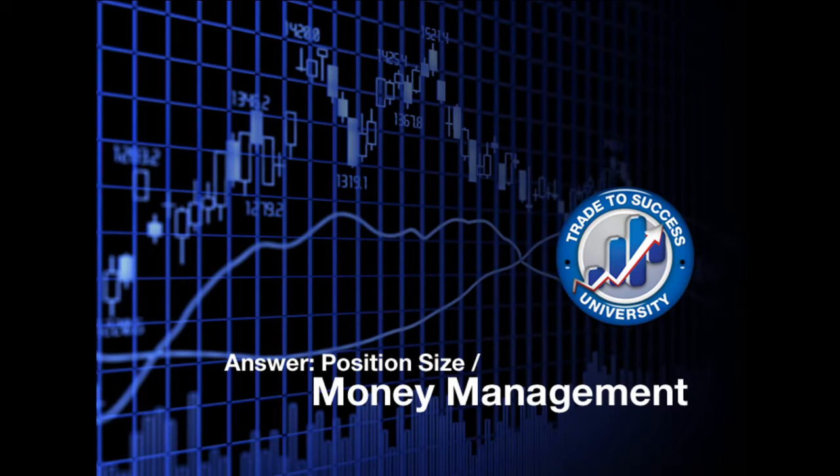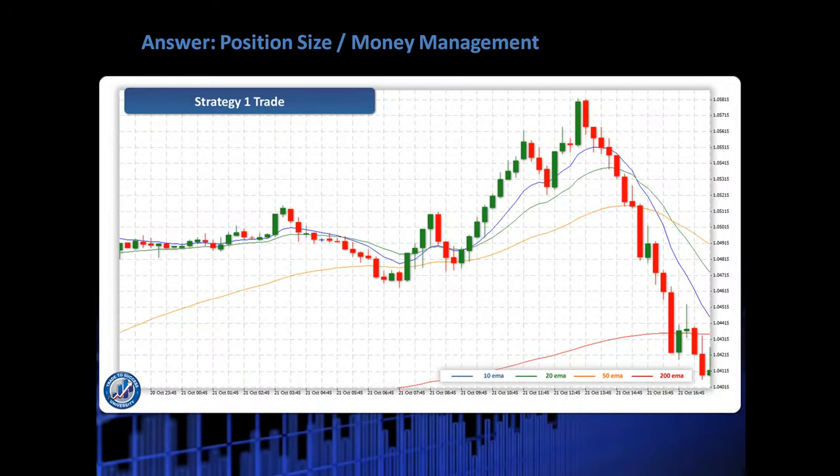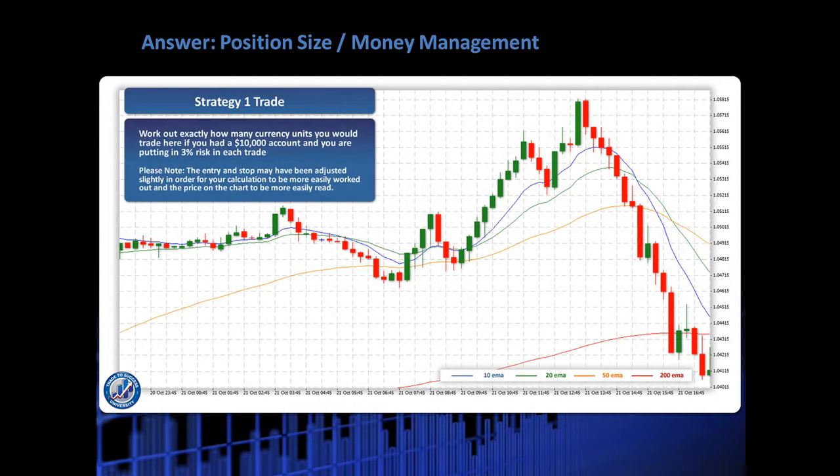Okay, so let's talk through how many currency units you would trade in this chart. So this is the chart. It's a strategy 1 trade. And if we have a $10,000 account putting in 3% risk in each trade, we need to work out how many currency units we would trade here.